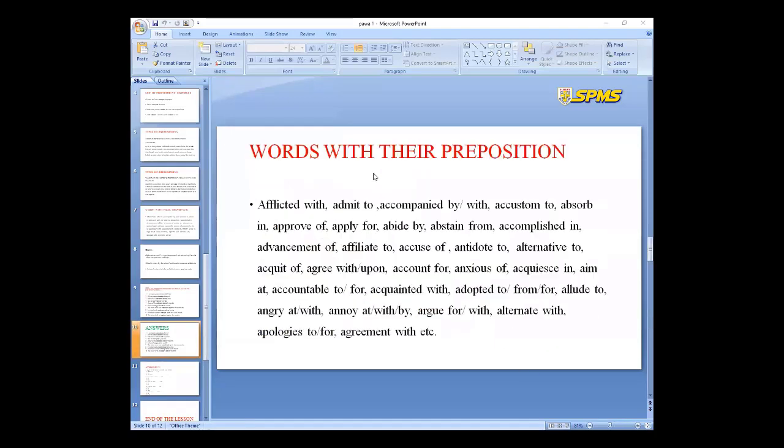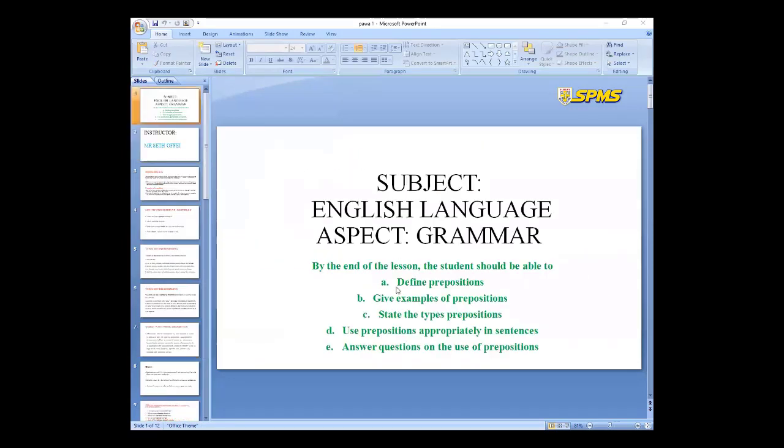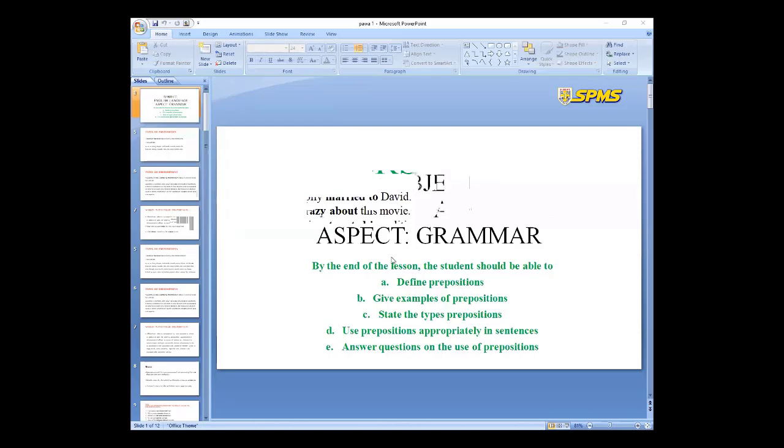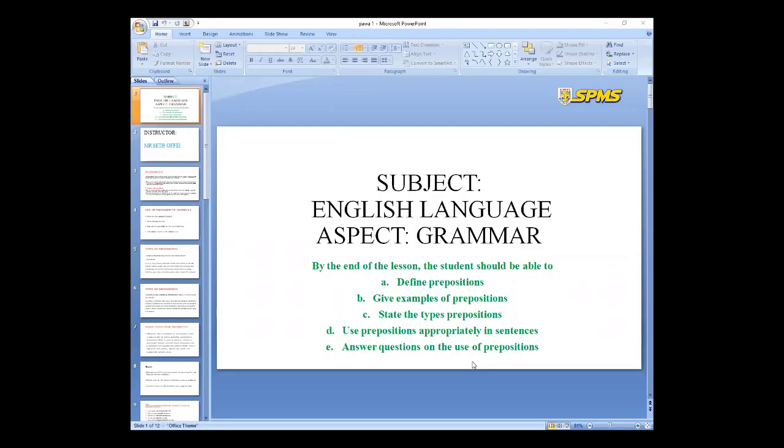Our discussion today, we've been able to exhaust all our objectives for the day. We've been able to define what prepositions are, give examples of prepositions, state the types of prepositions that we have, use some of the prepositions in sentences, and you've answered some questions on prepositions.